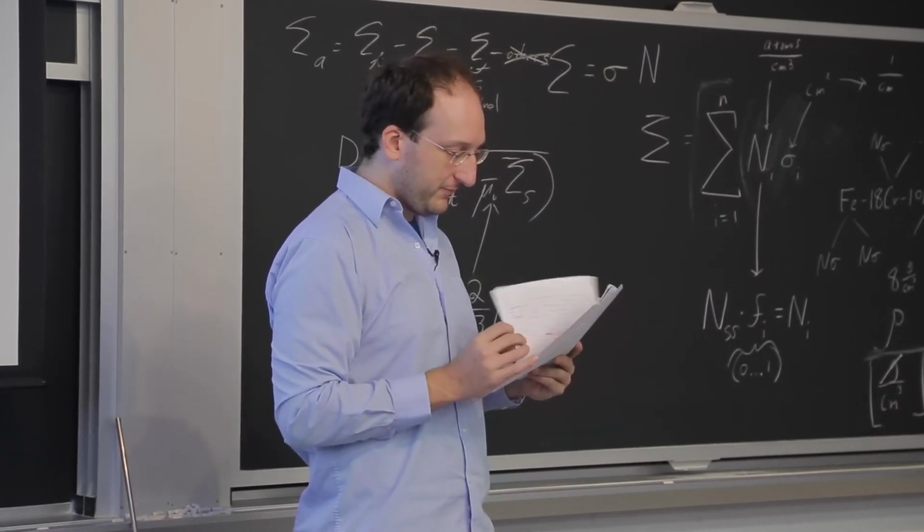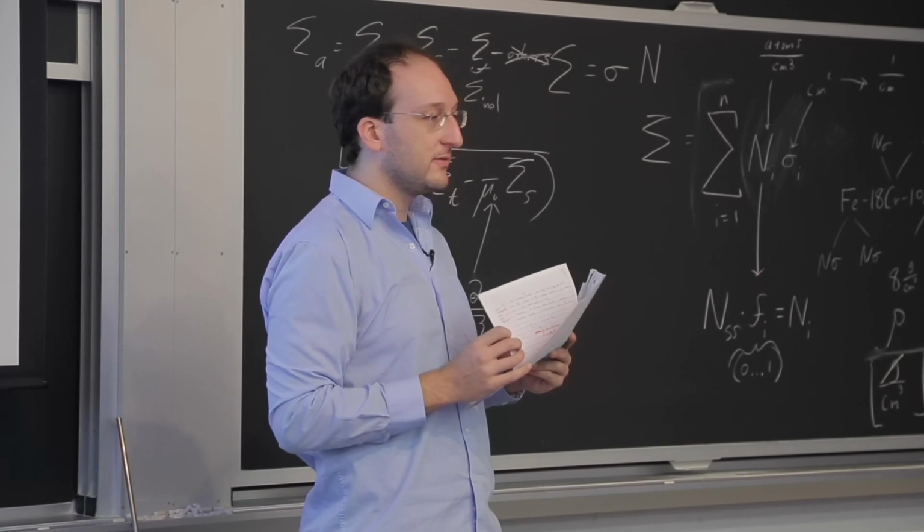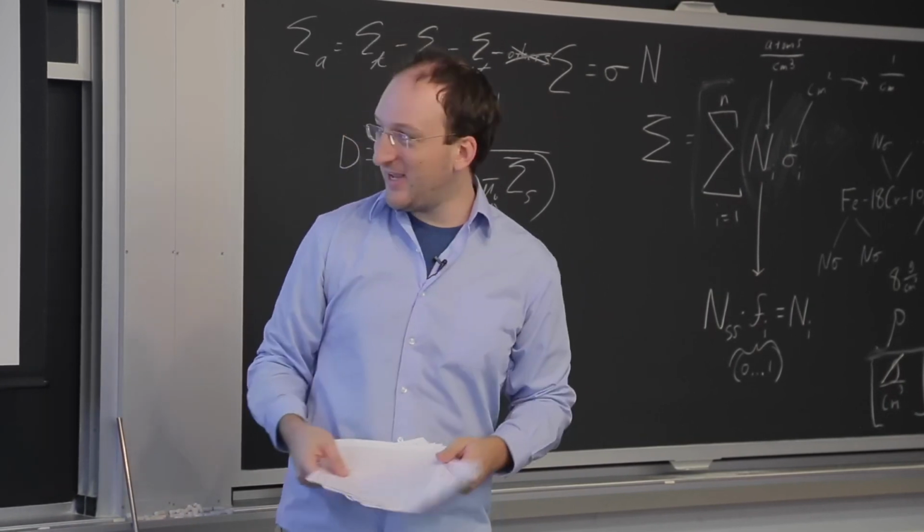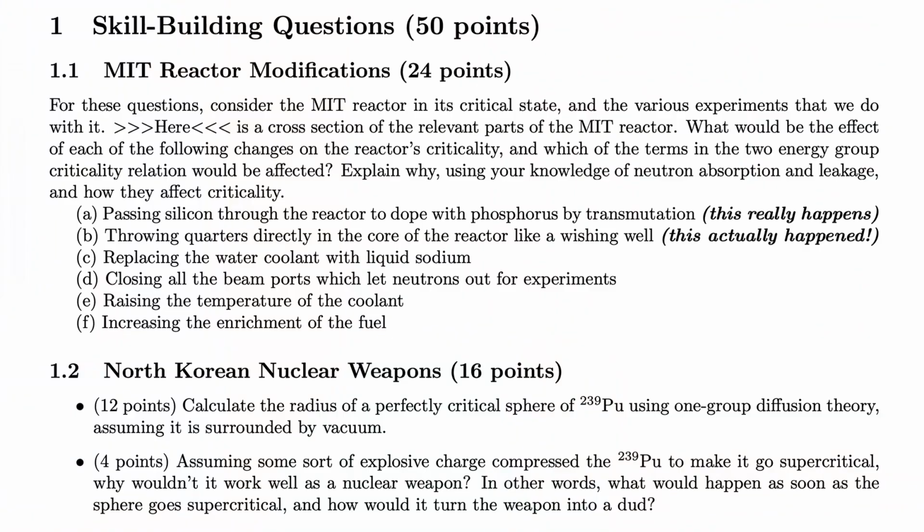For problem 1, it says throwing quarters into the core of the reactor actually happened. Yep. When did that happen? Oh, okay, yeah. Good question. So, problem 1. Throwing quarters directly into the core like a wishing well.